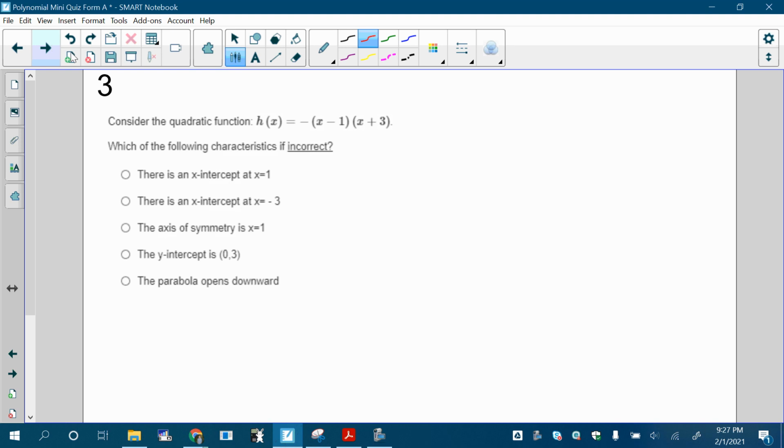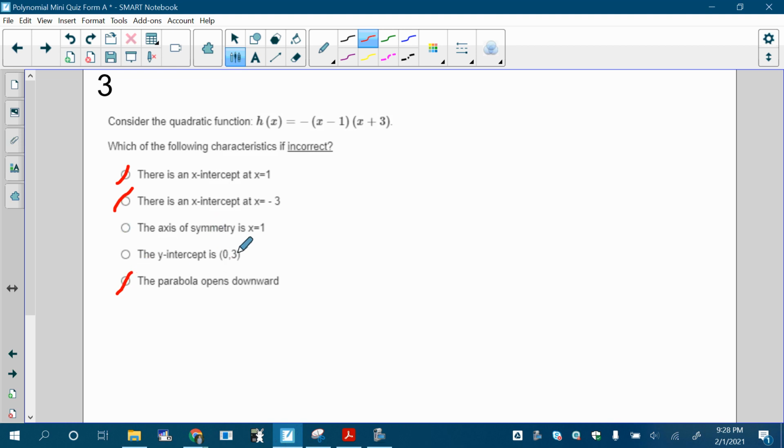Third question here says, which of the following is incorrect? Let's be careful here. I can analyze this and then see which one of these doesn't match easily. It's an upside down parabola because of that negative. X-intercepts at 1 and negative 3. Okay, let's see which one of these I can get rid of right away. That's true. True. It's got to be one of these ones.